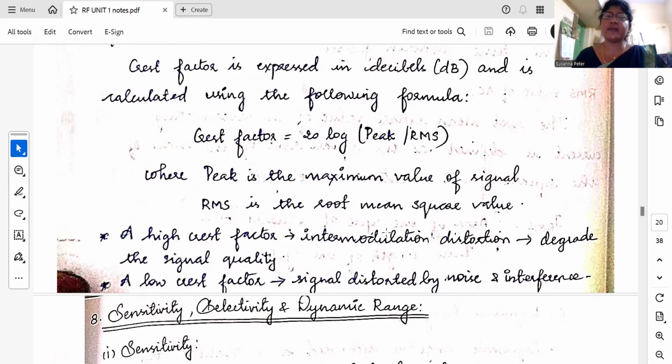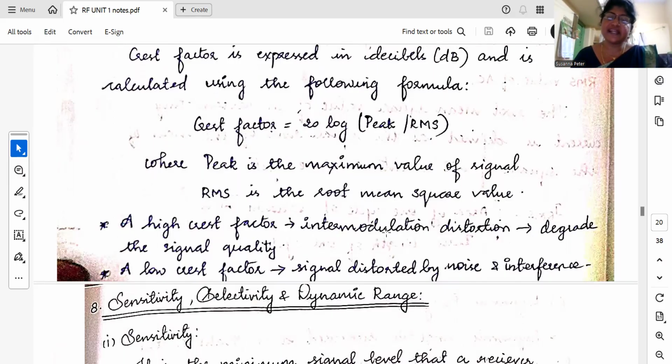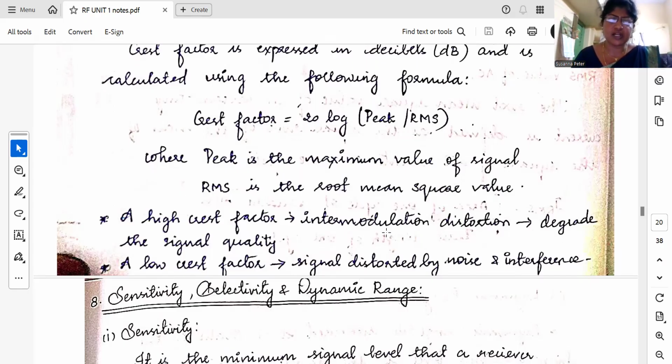So should our crest factor be high or low? A higher crest factor leads to intermodulation distortion, so it will degrade the signal quality. But if the crest factor is low, the signal is distorted by noise and interference. It is important in RF amplifier design. High crest factor signals may require amplifiers with larger dynamic range. So your crest factor should not be either too large or too low. If crest factor is present in the signal itself, it will cause degradation of the signal quality.